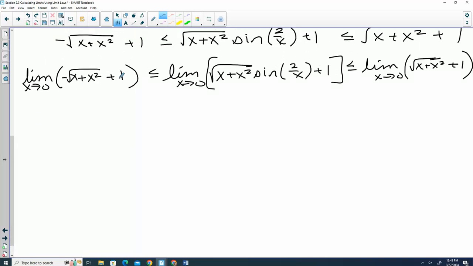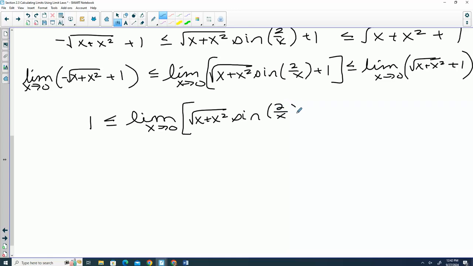Can I evaluate this first one? Yeah, it's going to be 0. I would get the square root of 0 plus 1, which is 1. But the negative doesn't. Oops, negative 0. Yeah, it's one. So over here you get 0 plus 1, which is 1. So our limit is 1.